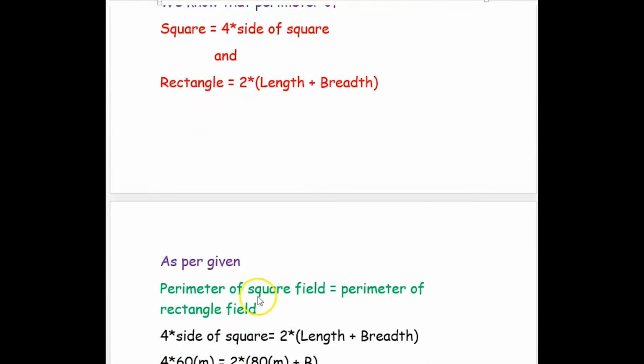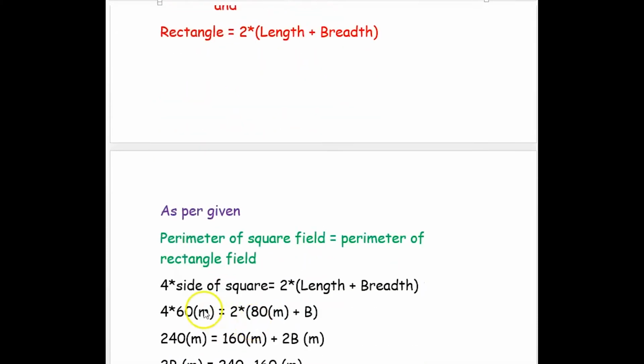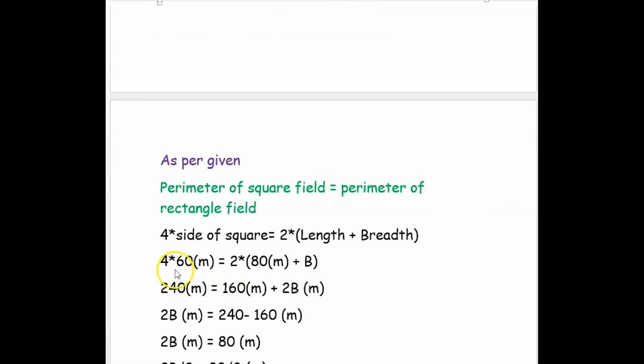So as per the given, perimeter of square field equals perimeter of the rectangular field. So 4 into side of the square equals 2 into (length plus breadth). This is for the perimeter of the rectangle. Now we substitute the values. Side of the square is 60 meter. So 4 into 60 meter equals 2 into (length 80 meter plus breadth). The breadth is not given, so we take it as B. Now multiplying, 4 into 60 equals 240 meter, which equals, distributing 2 to 80 and B, 2 into 80 meter is 160 meter plus 2 into B is 2B. The unit will be in meters.